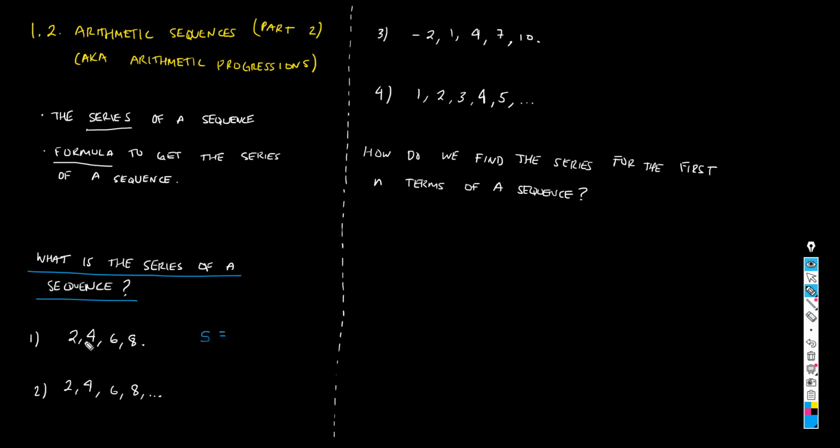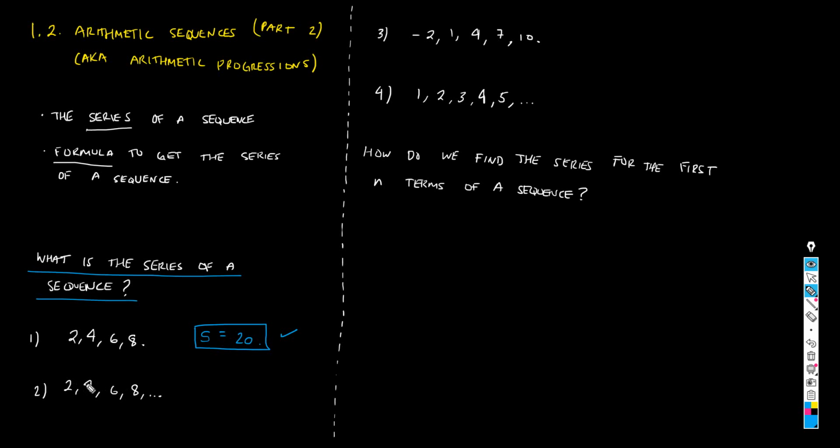In the sequence we have 4 terms, and the series of this sequence is simply the sum of all its terms, which in this case would be 20. If you sum these 4 terms, you will get this. So this is the series for this sequence. The series happens to be 20. It's that simple, guys.